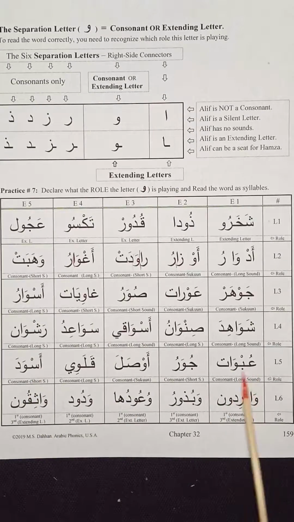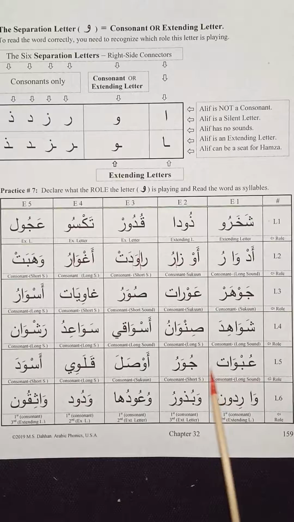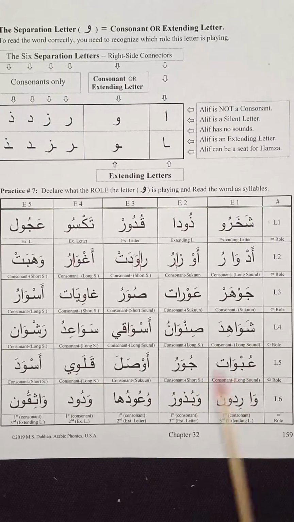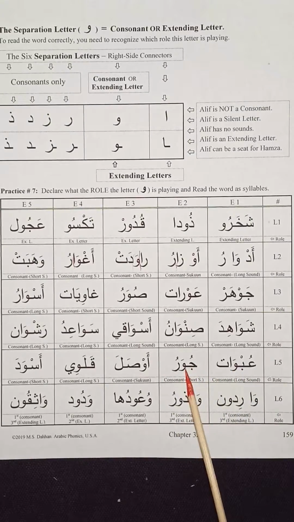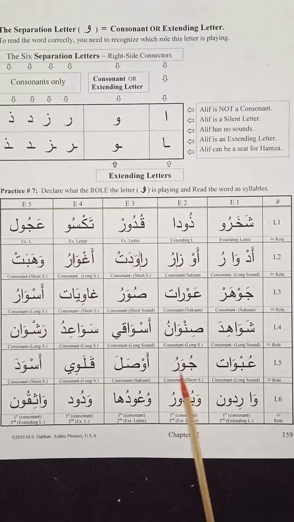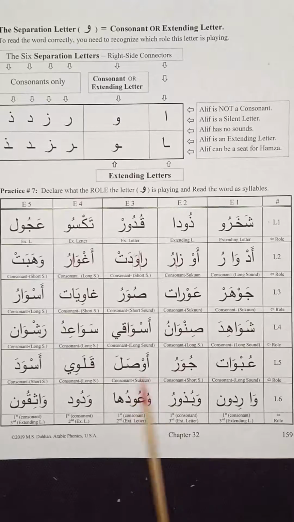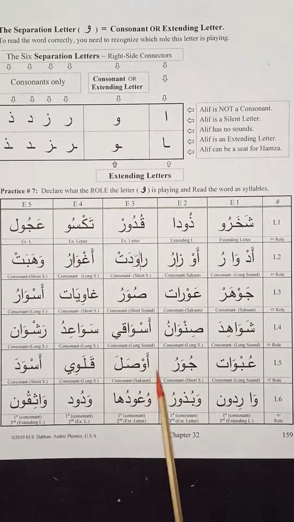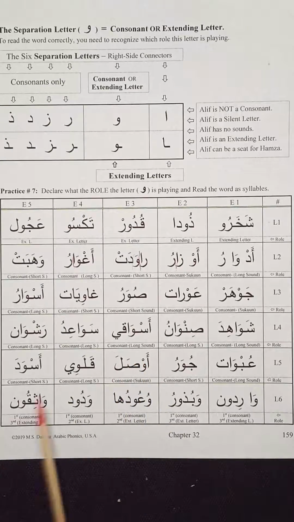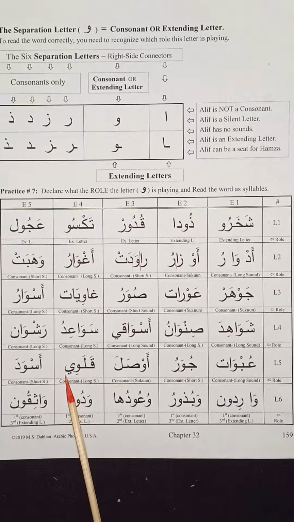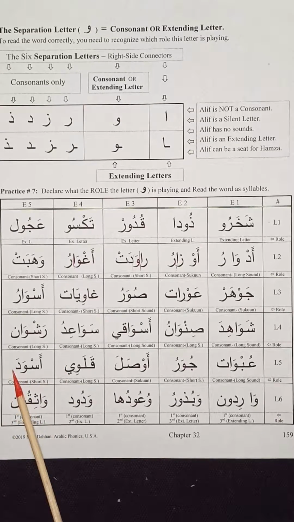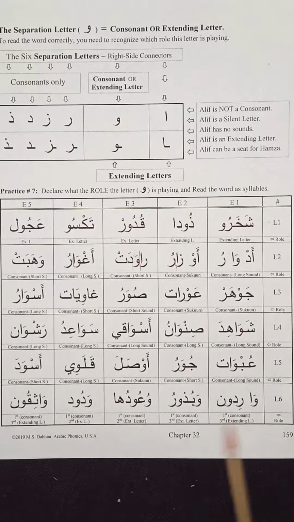Line 5. Ub, wat. It's a consonant. Ju, wa, ru. It's a consonant because it has a vowel. Aw, sa, la. It's a consonant because it has a sukoon. Qa, la, we. Then we have as, wa, do. It's a consonant.